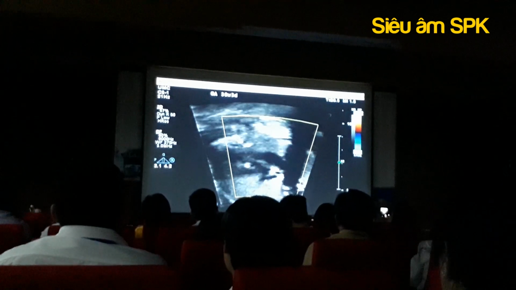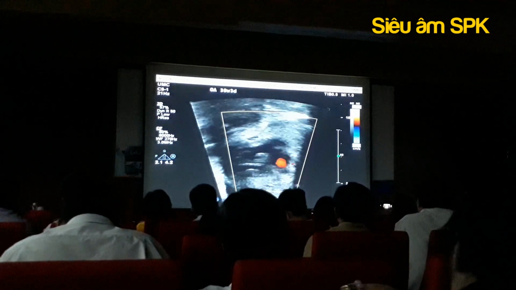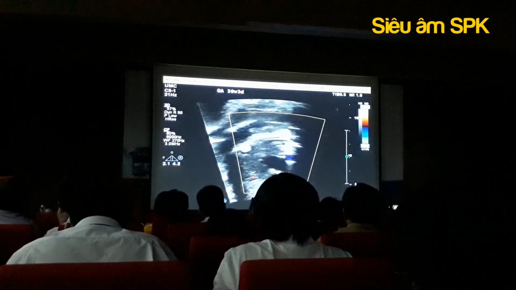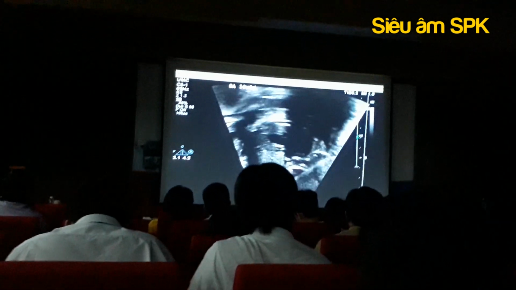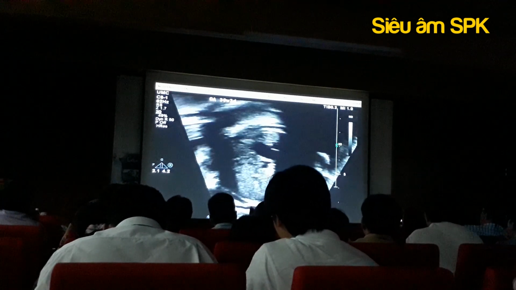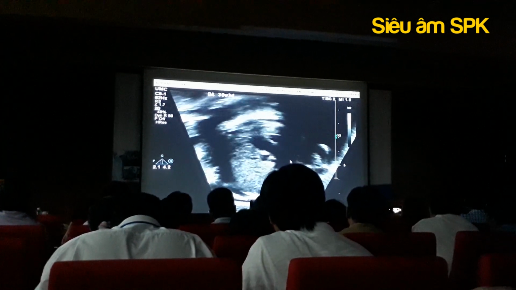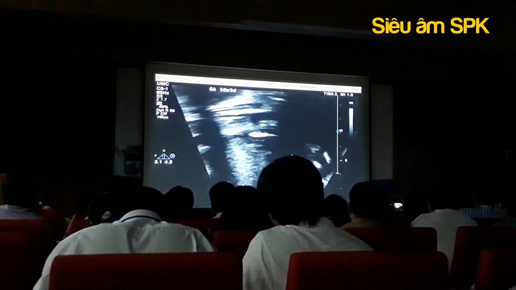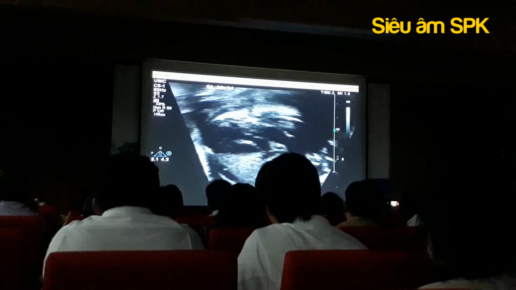This is a right aortic arch. Có thể là cái quai động mạch chủ bên phải. The left side is down, and the trachea looks like it's here. And so this aortic arch is to the right of that. Cái quai này, cái quai động mạch chủ phía bên kia. Giờ ta thấy rõ này.